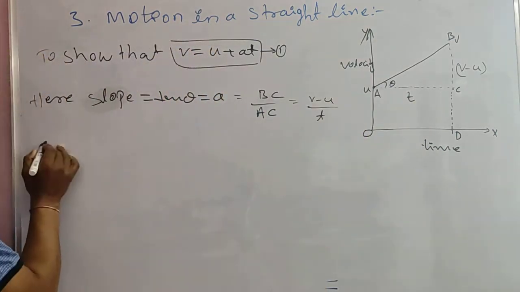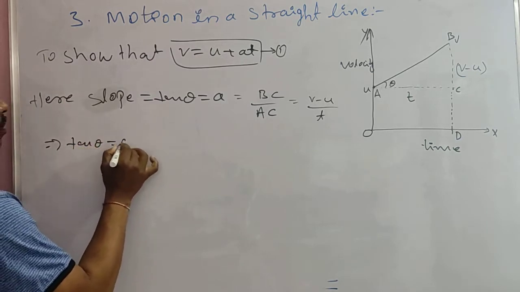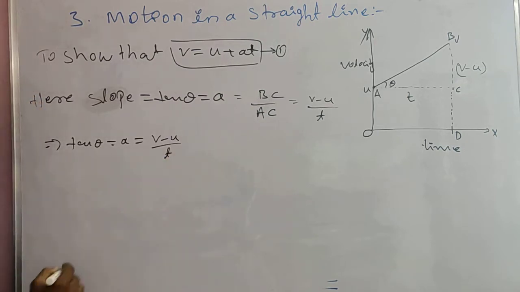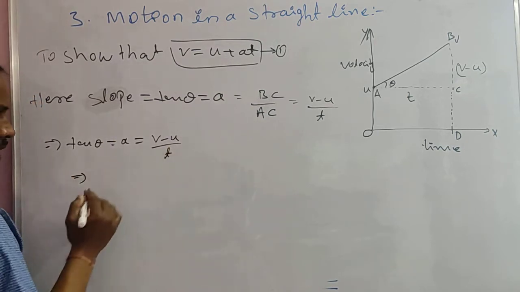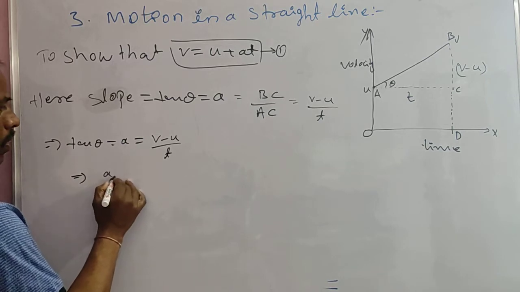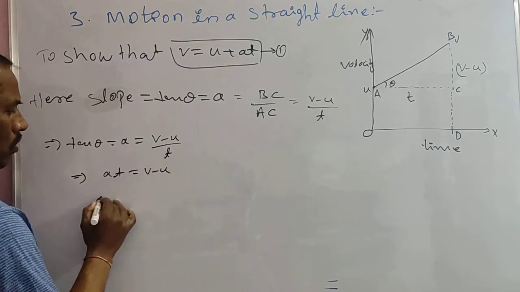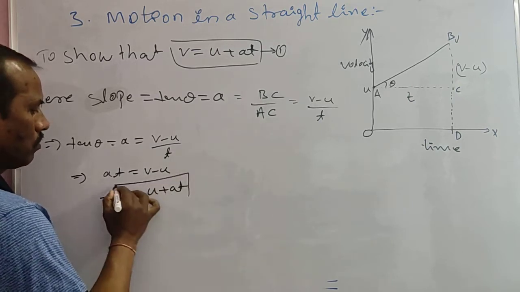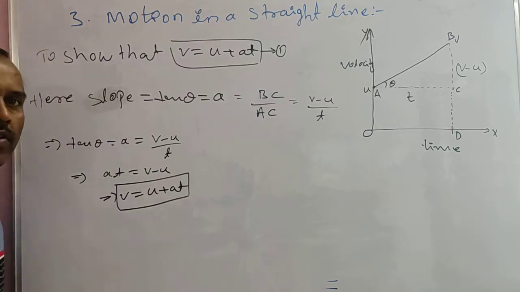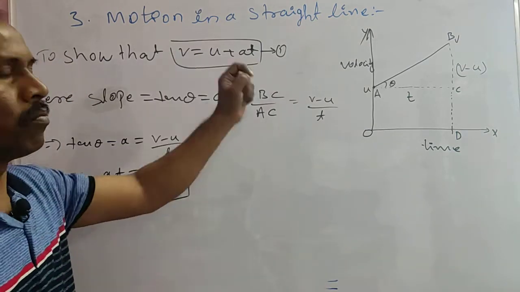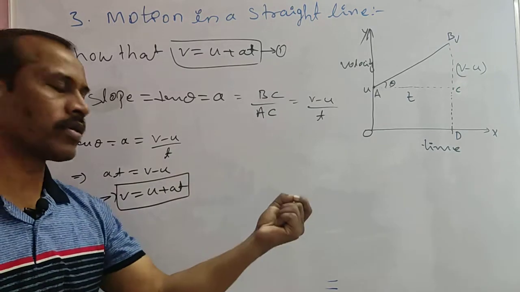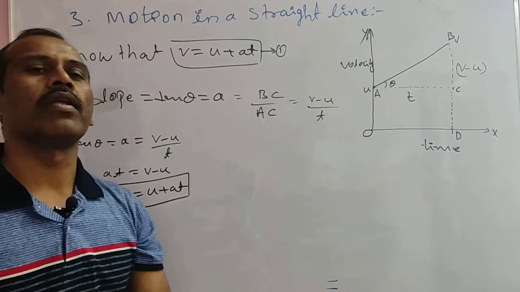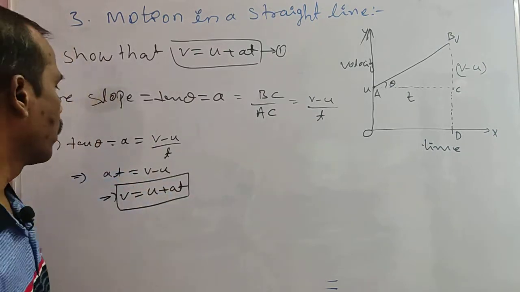Now simplifying, tan theta is equal to a is equal to v minus u by t. So at is equal to v minus u, which simplifies to v is equal to u plus at. This is the first kinematic equation of motion of the body. Here a is the uniform acceleration, t is the time, u is the initial velocity, and v is the final velocity of the particle.